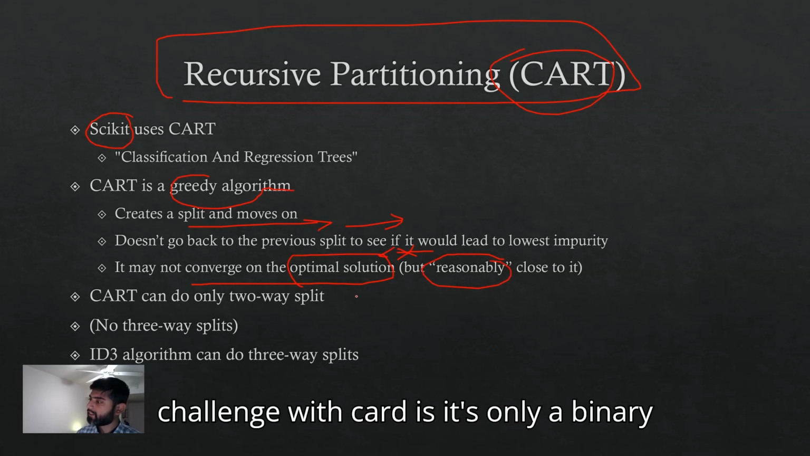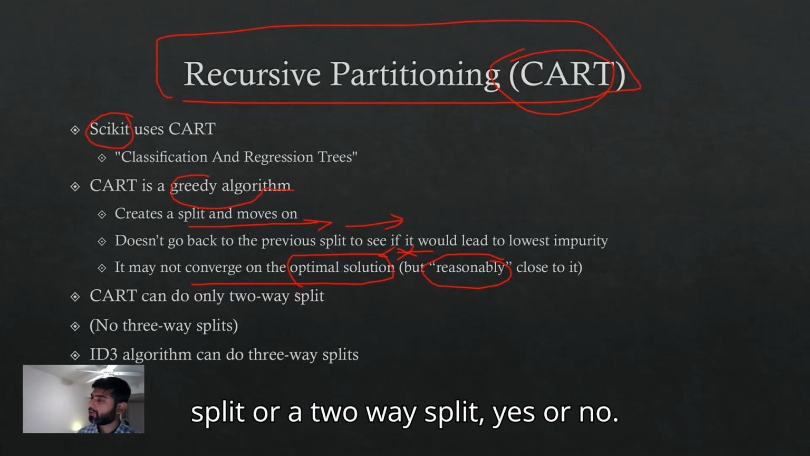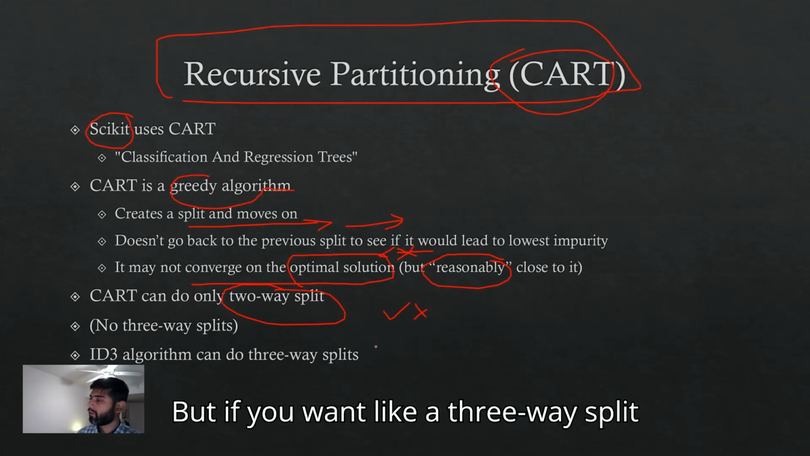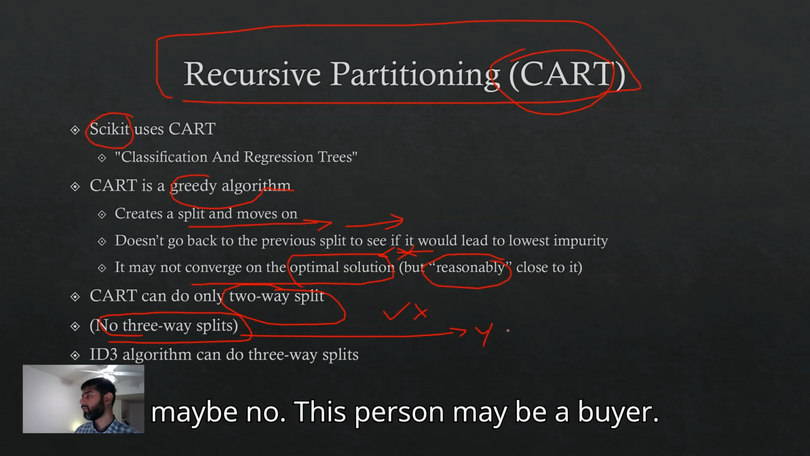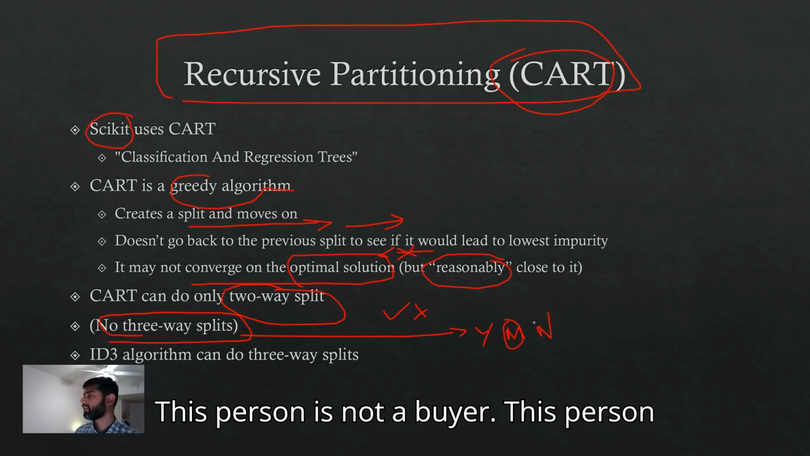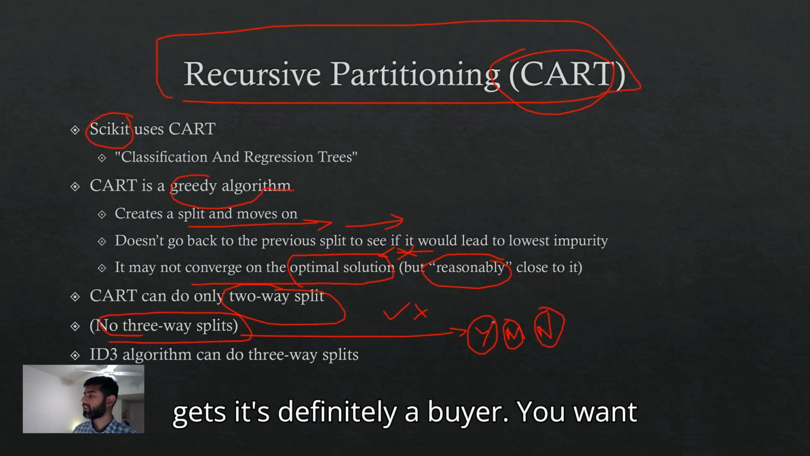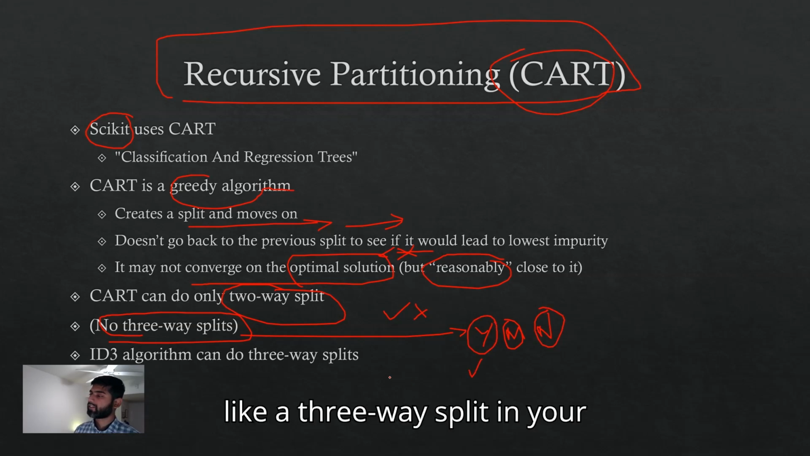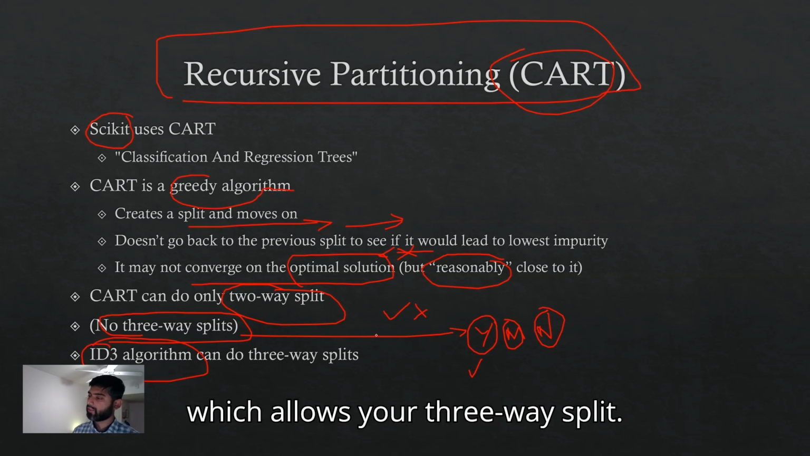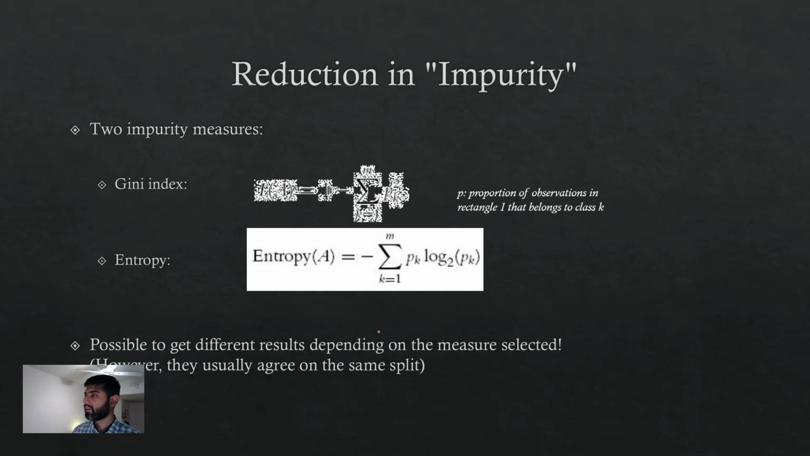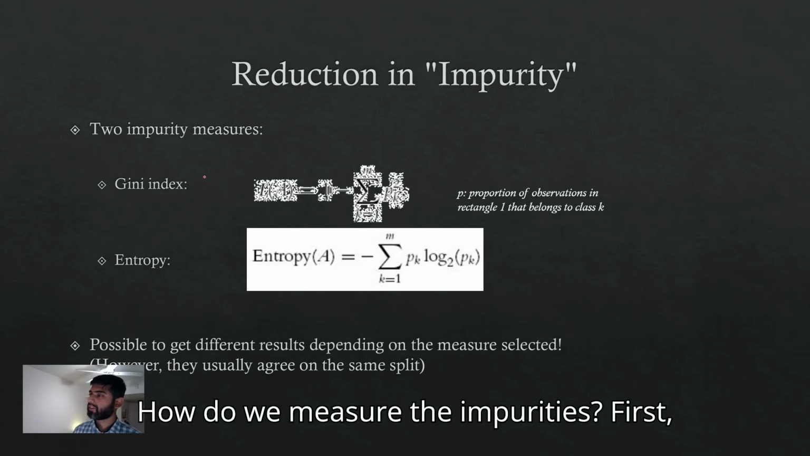The challenge with CART is it's only a binary split or a two-way split, yes or no. But if you want a three-way split in the CART algorithm, like yes, maybe, no. This person may be a buyer. This person is not a buyer. This person, yes, is definitely a buyer. If you want a three-way split in your predictions, you can use the ID3 algorithm, which allows you a three-way split.